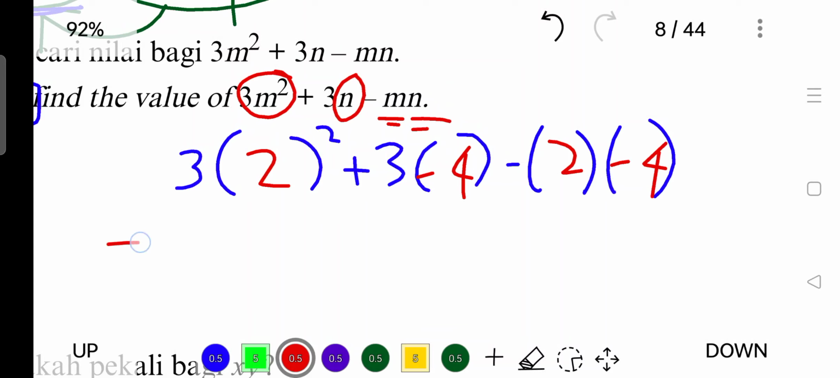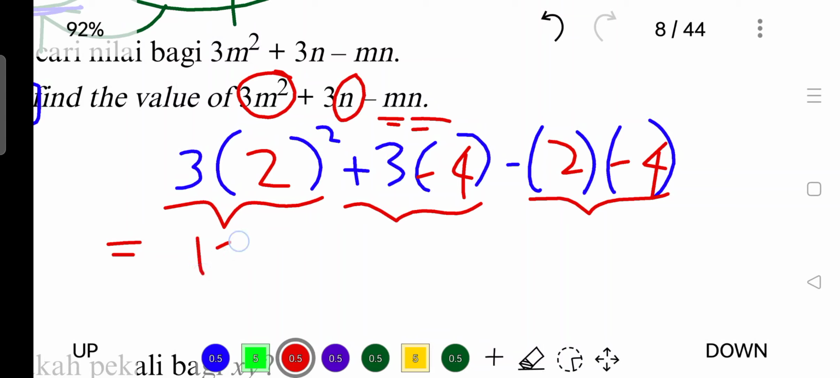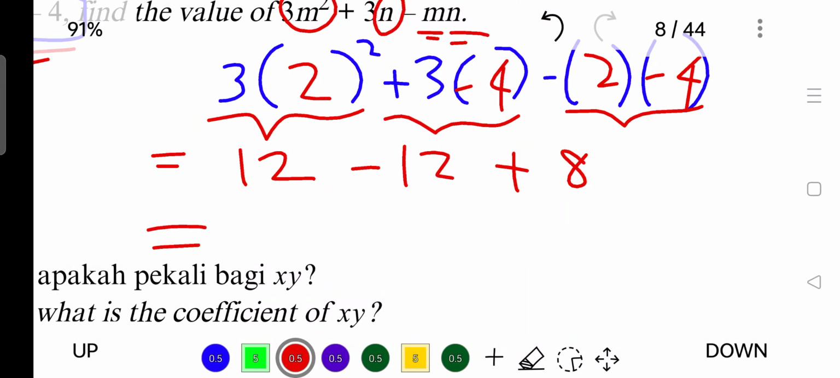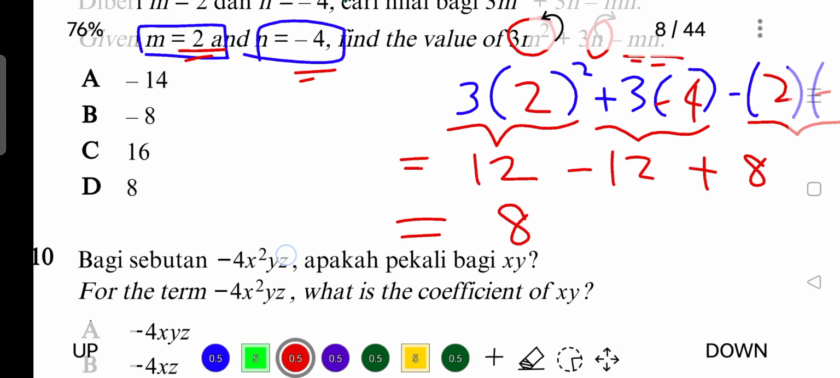Okay. Next step, you can actually use your calculator, but if you want to do it manually, that also works. Even if you're pressing a calculator, make sure you do each calculation separately. What's the answer for this? Do it separately. So 4 times 3, you get 12, and then minus 12 and plus 8. The final answer is 8.